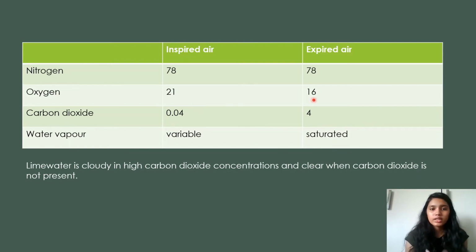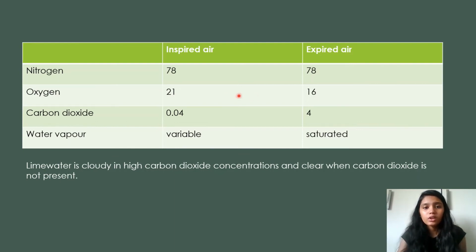Then carbon dioxide, there's 0.04% carbon dioxide in the air. When you breathe in, you have the same amount. When you breathe out, it increases by 100 times. This is because your body is respiring aerobically, so carbon dioxide is produced as a waste product. So the percentage of the concentration of carbon dioxide in the air increases.